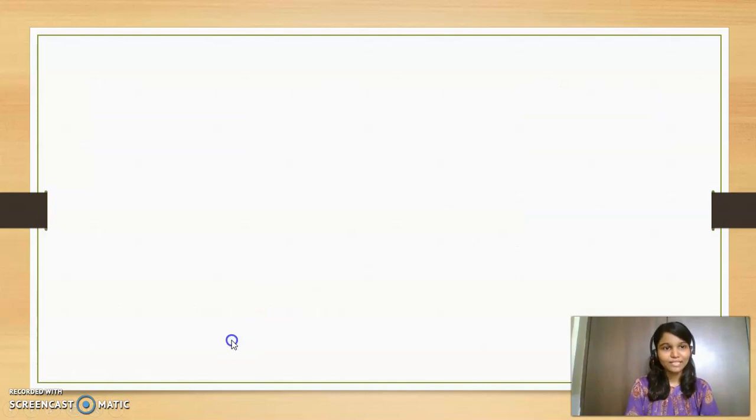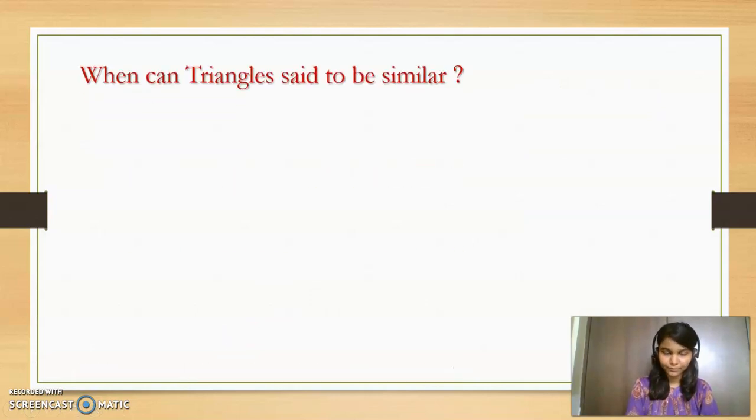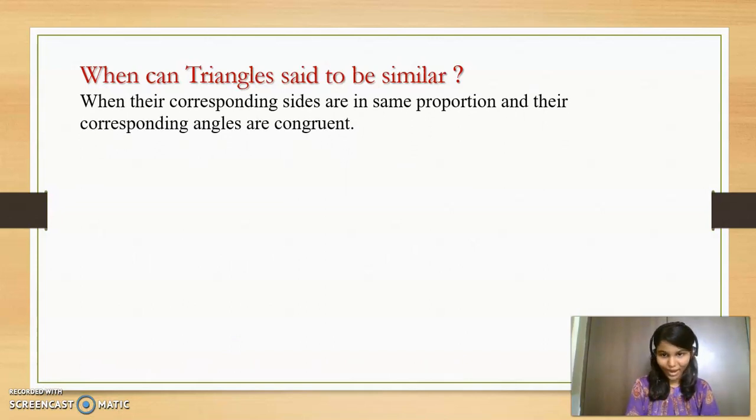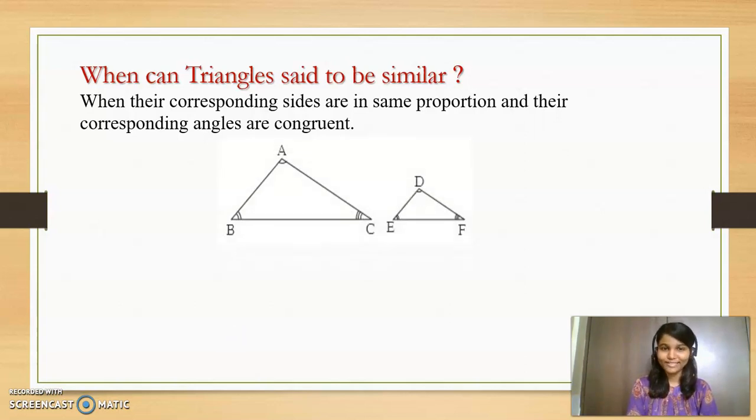So now let us see when two triangles can be said to be similar. Two triangles can be said to be similar when their corresponding sides are in proportion and their corresponding angles are congruent. Let us see how we can prove these conditions. For this, let me take an example of two triangles. If you read the statement, that is when their corresponding sides are in the same proportion and their corresponding angles are congruent, we will see that the corresponding angles of both the triangles should be congruent and their corresponding sides should be in proportion. So these are the conditions.